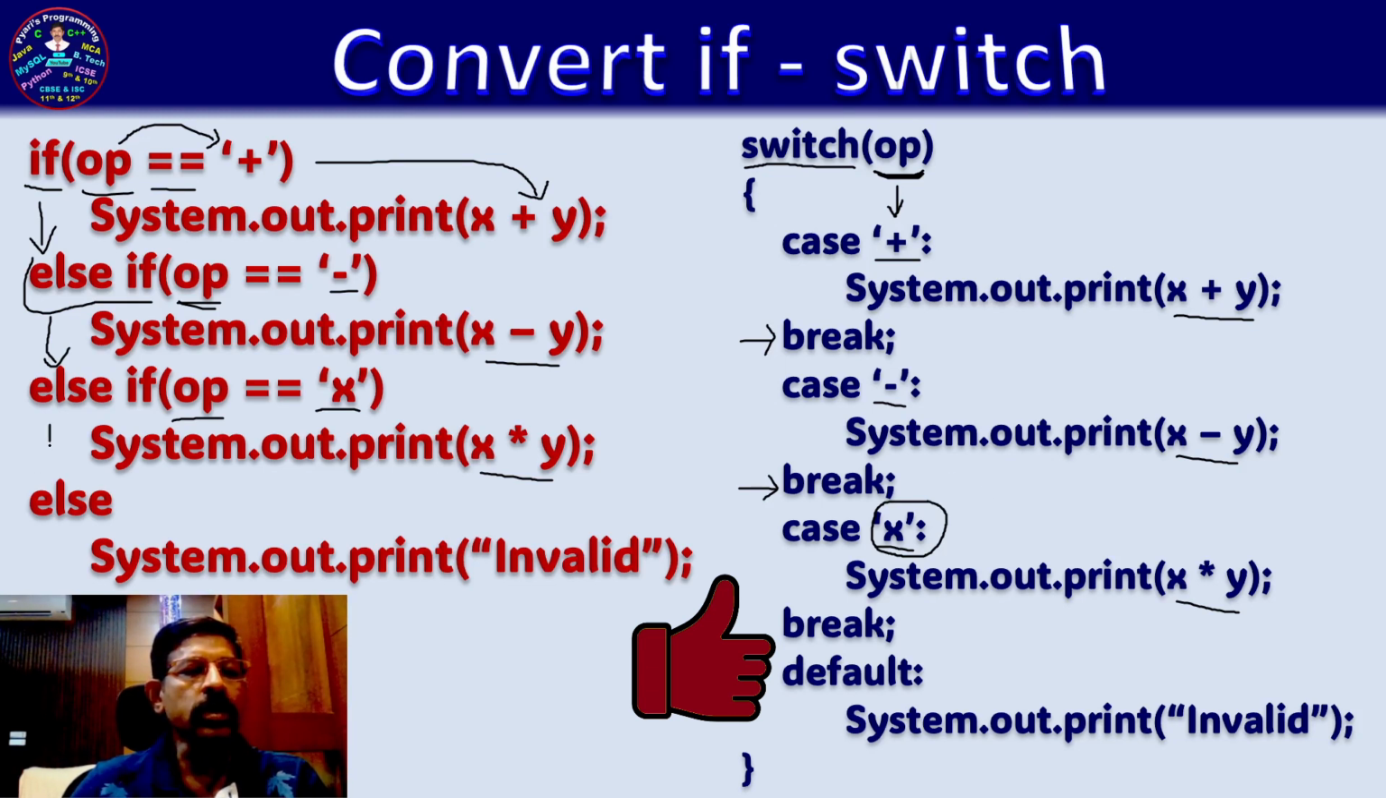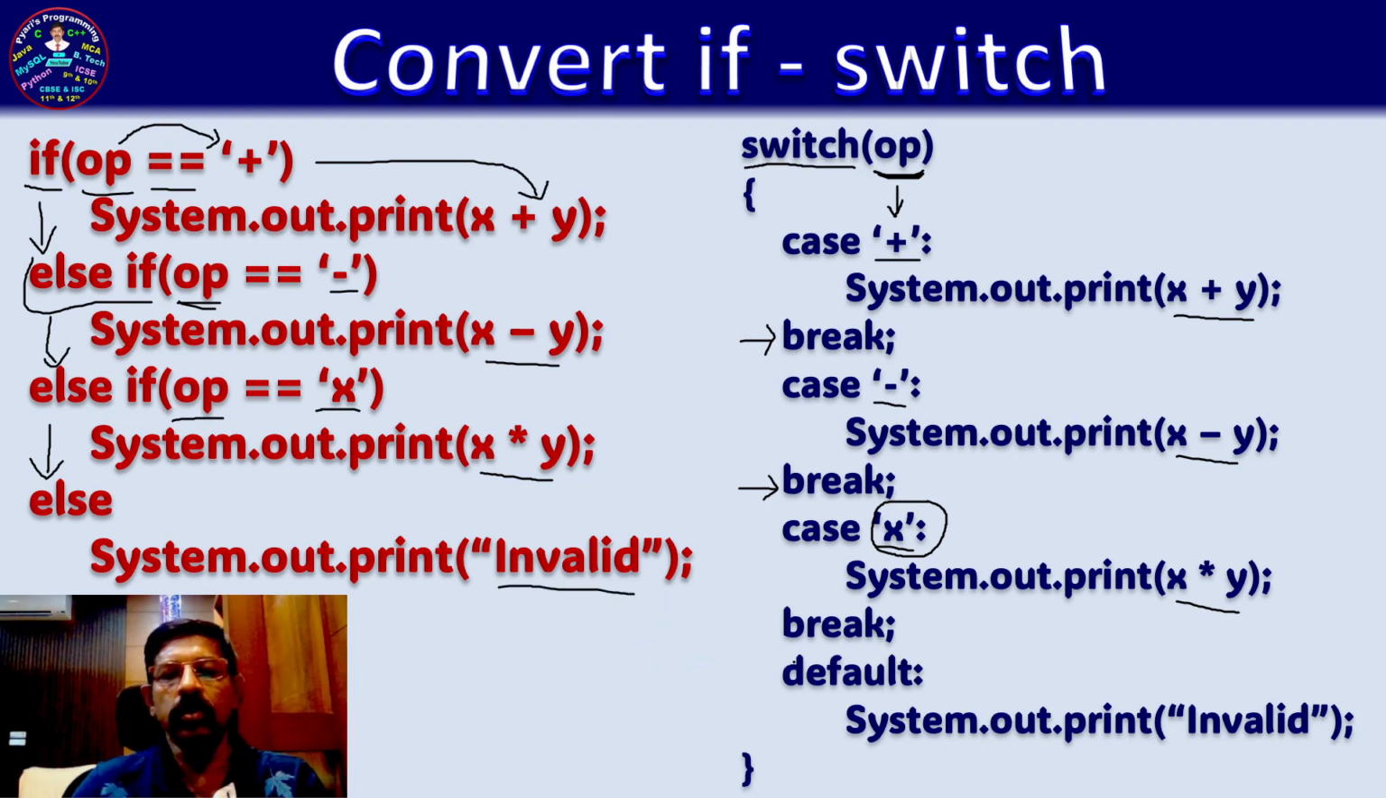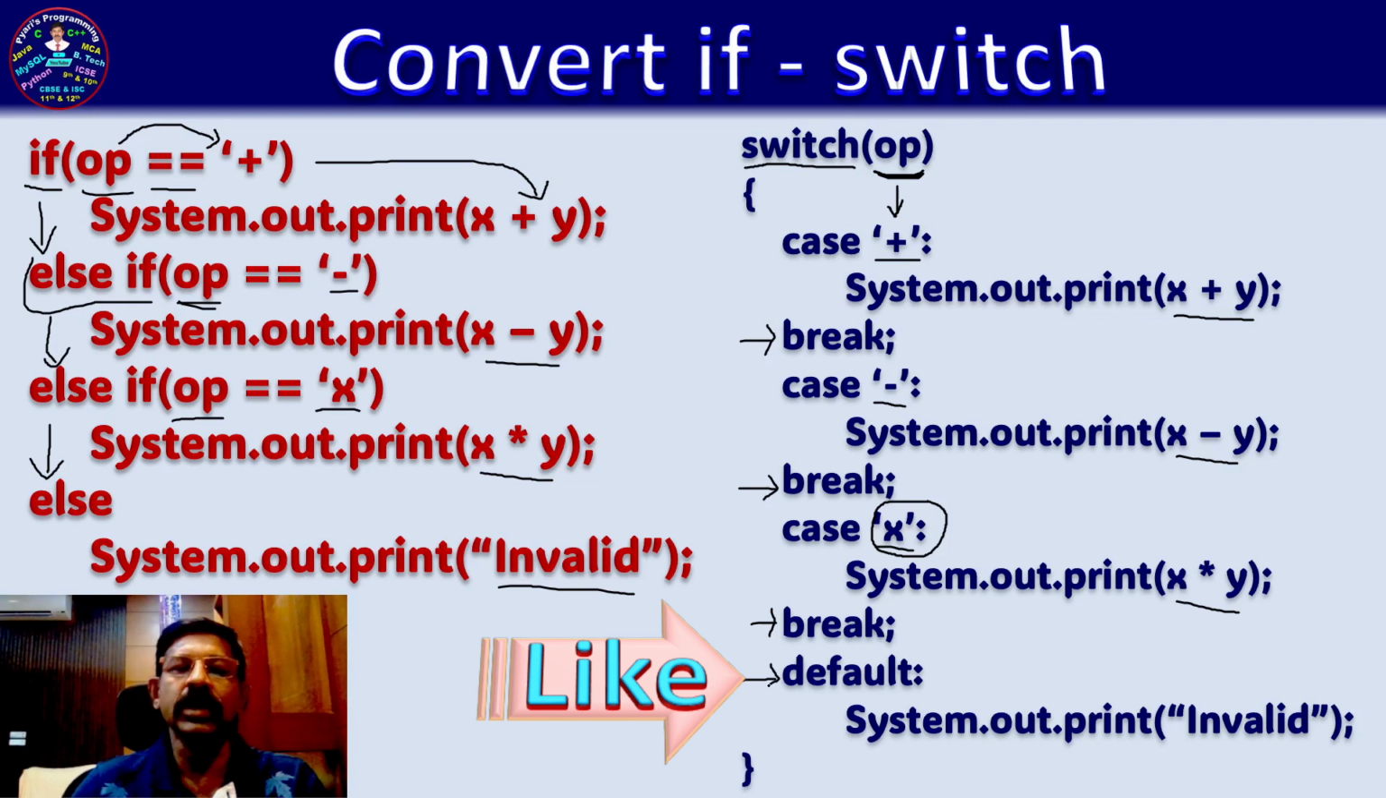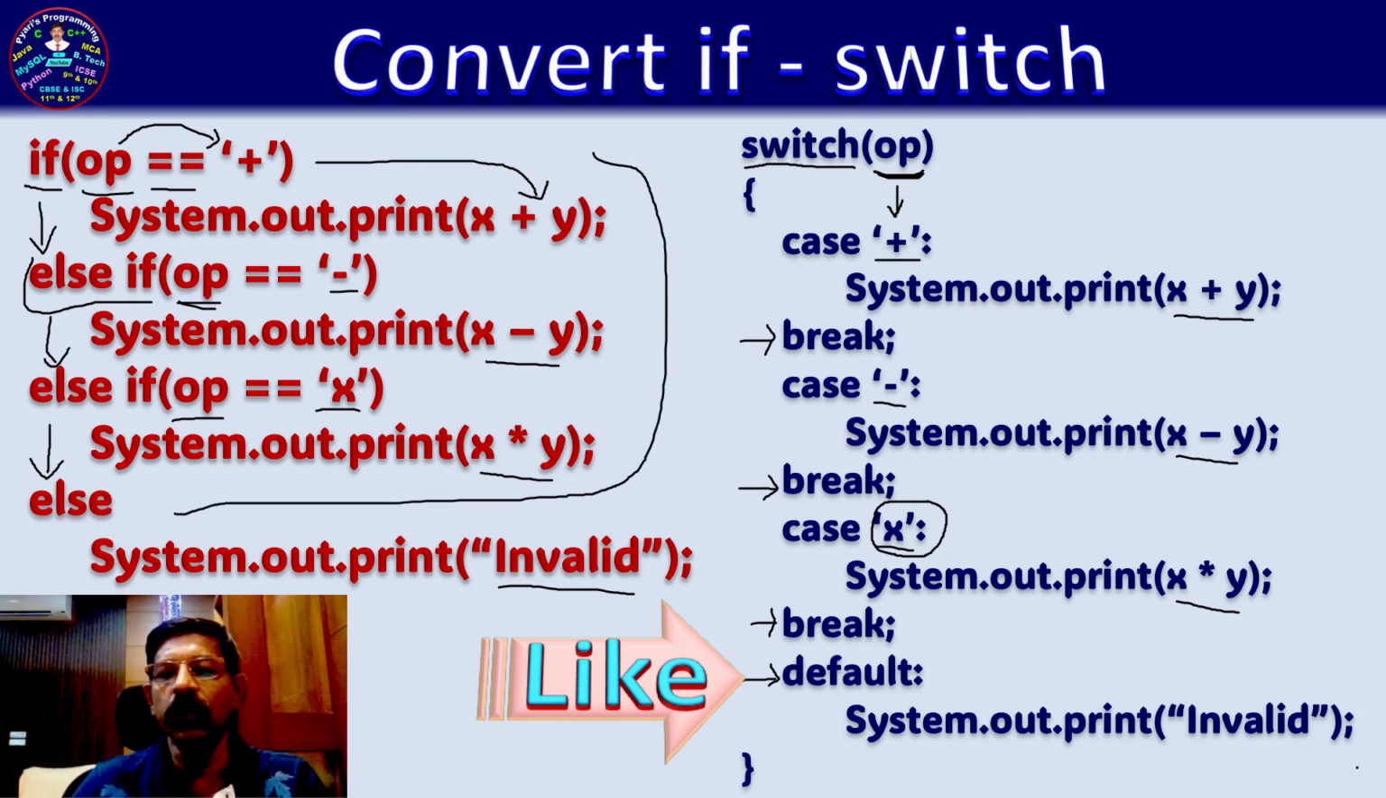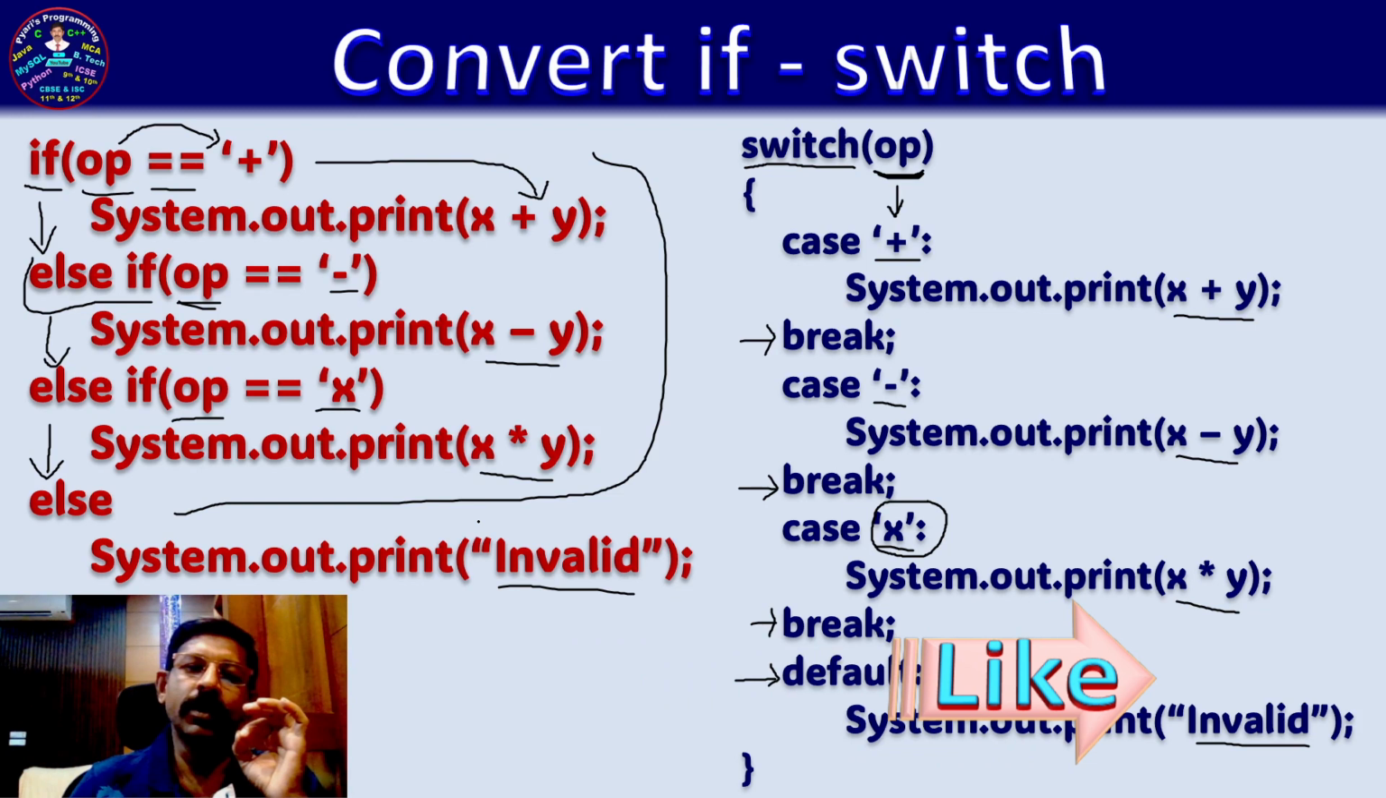If it is false, then there is no condition, because it is an else part. So it is saying invalid. So here after break I will use default, because if none of the cases is satisfied, then default is executed. And here if none of the if conditions is satisfied, then the else part is executed. Exactly in the same way I will display invalid. Let's see one more conversion, a little bit more difficult than this one.